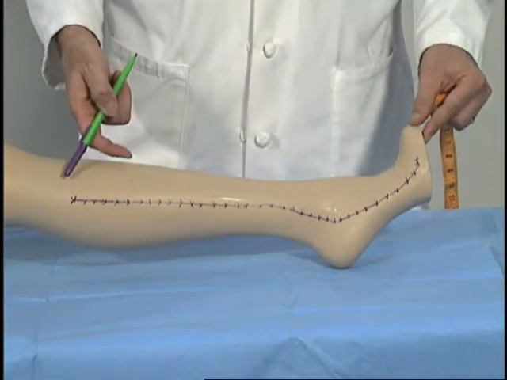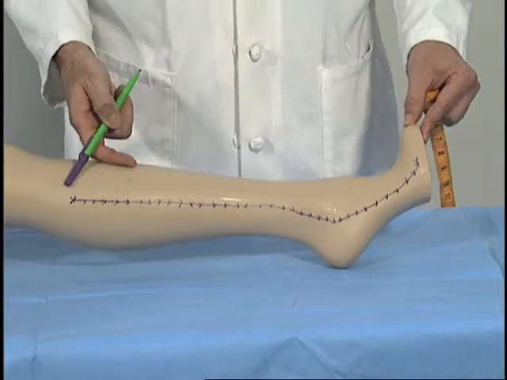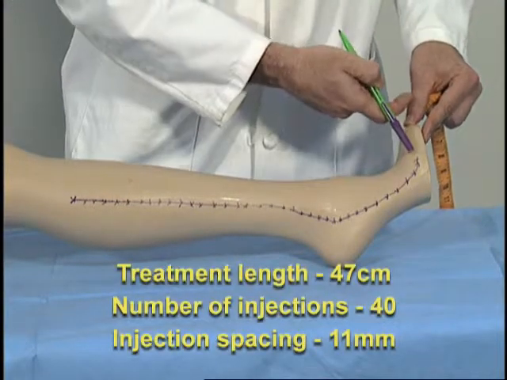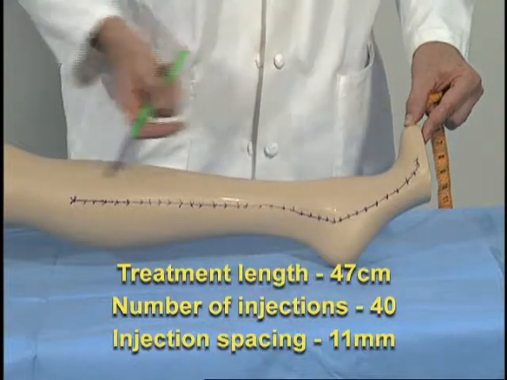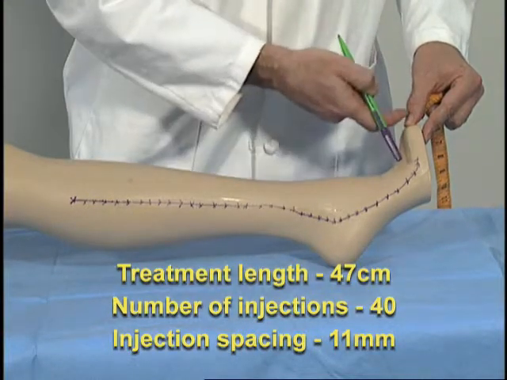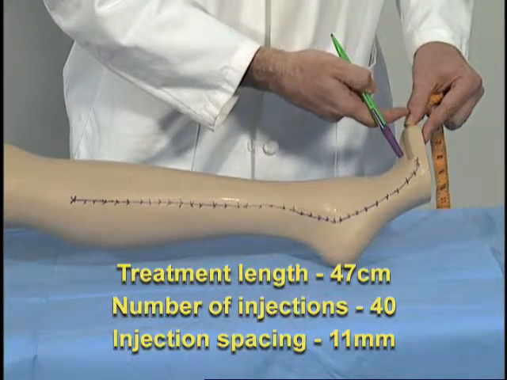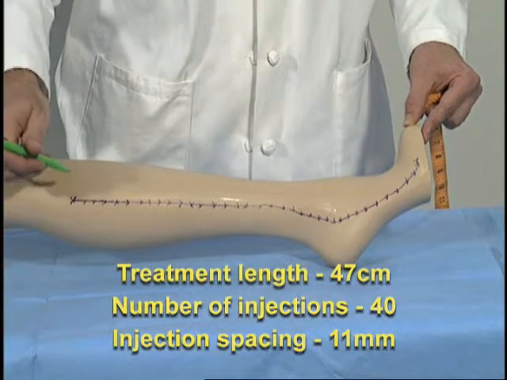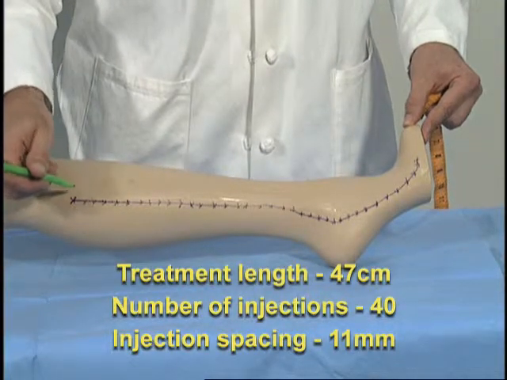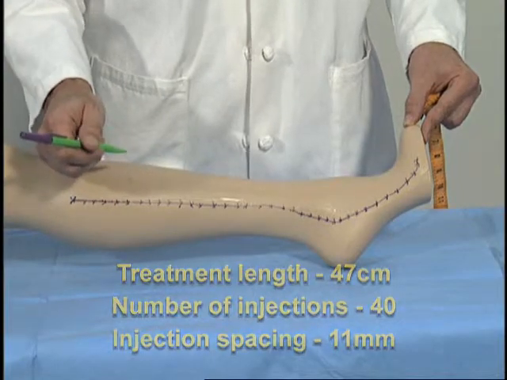So we can see here for our medial-based approach, we have a total treatment length of 47 centimeters. We have a total number of injection spots of 40 injection sites, and the injections in the operating room will be performed with ultrasound guidance to gauge your depth.